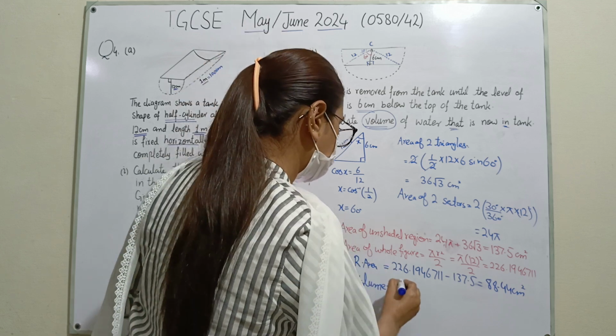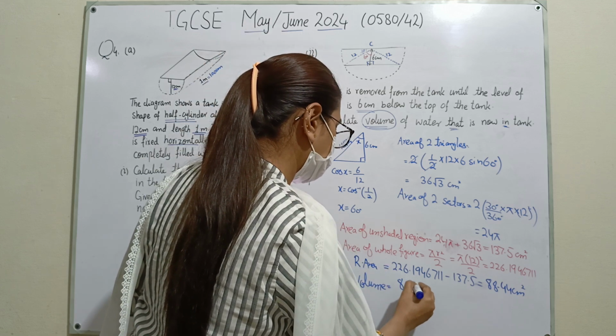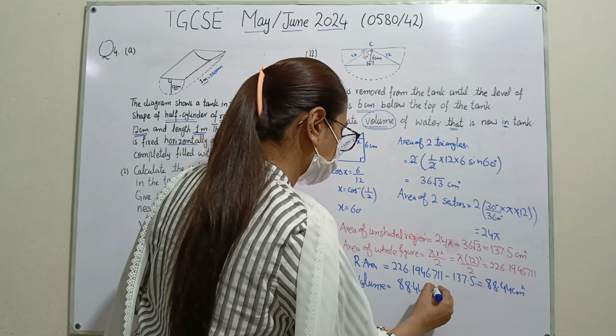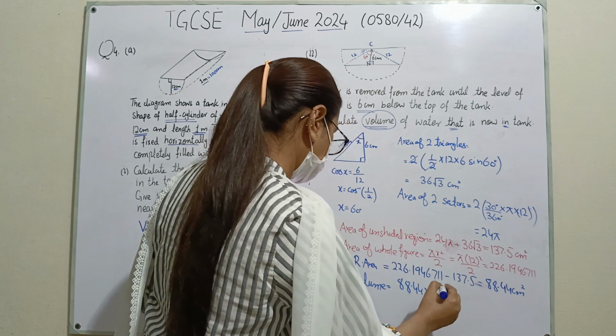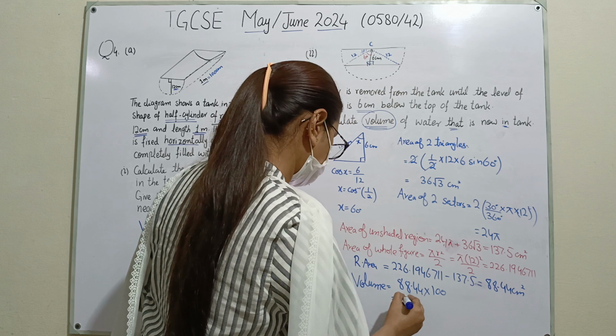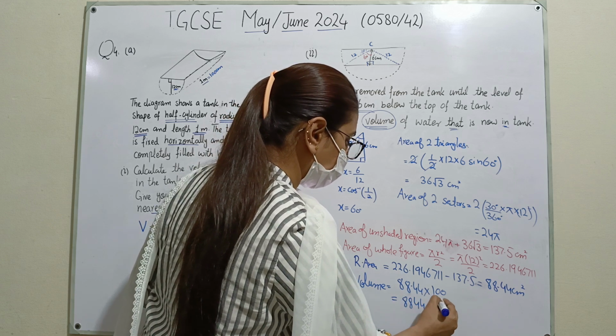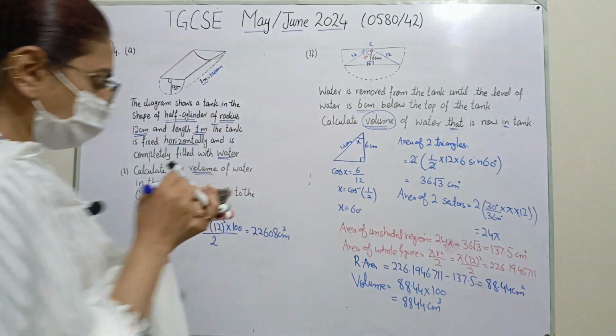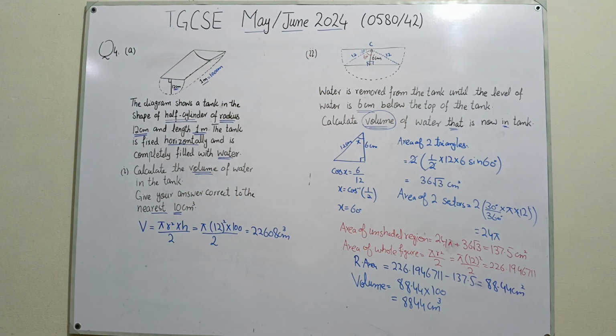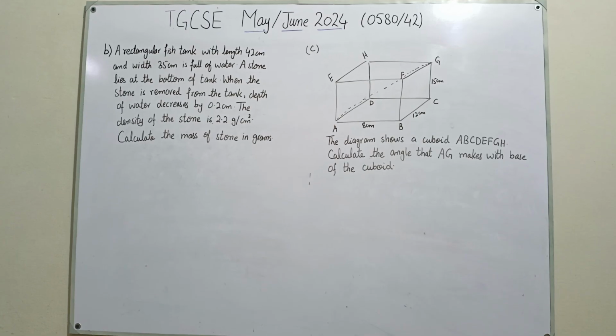So the volume will be simply, you have to multiply the area with the height, that is 1 meter. So 1 meter means 100 centimeters. So you will get the answer 8844 centimeter cube. So that was the second part of the question. Let's move toward the next question.